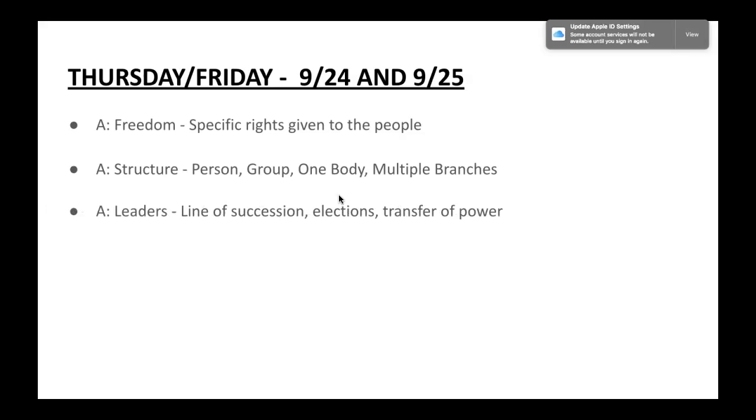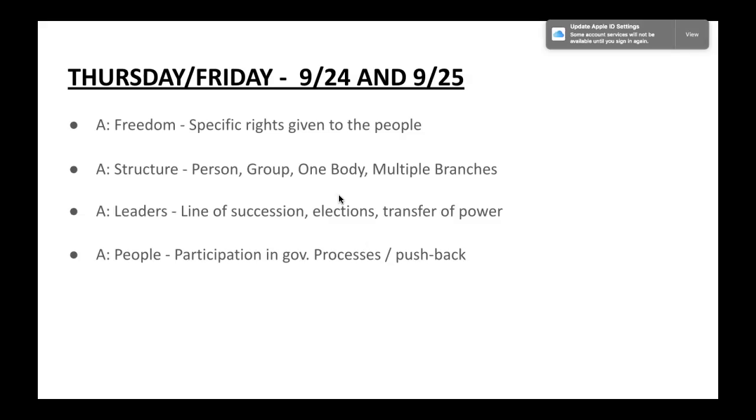Leaders. Is it one person who runs a country? And is there a line of succession that comes after that one person or before that one person? So, for example, is it like family lineage? How are elections held? Are they free and fair? And the transfer of power. How is power transferred from one leader to the next?